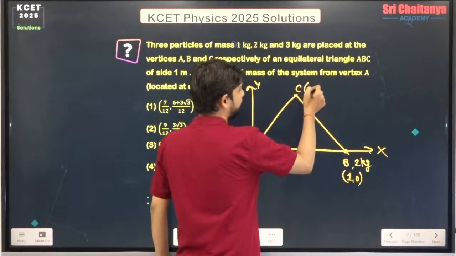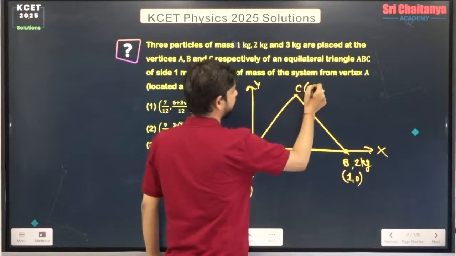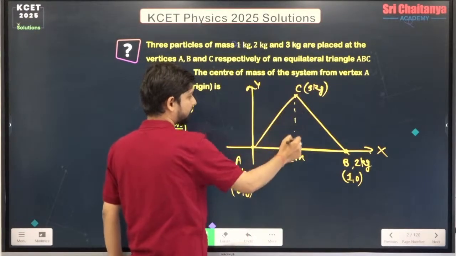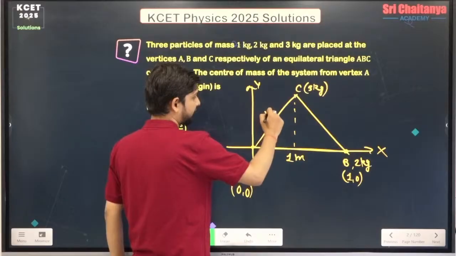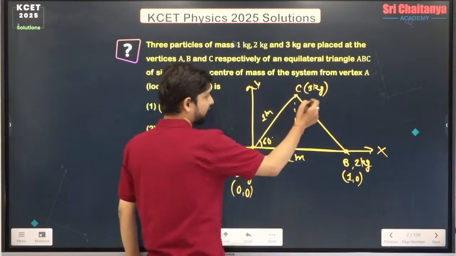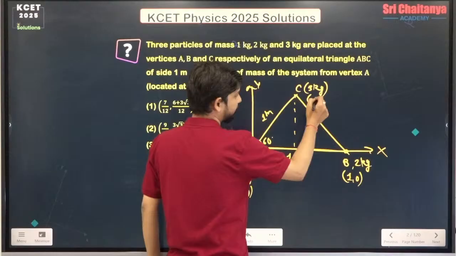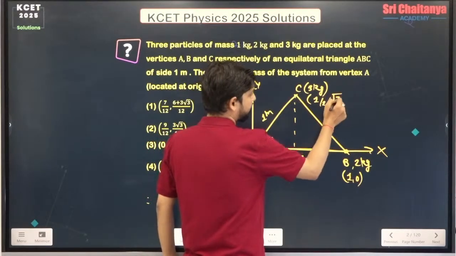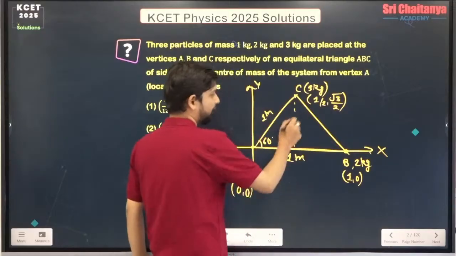So let's talk about the C. C is going to be having 3 kg mass, and let's talk about the coordinate. We can say that this side is 1 meter and this angle is 60 degrees as it is a regular triangle. So we can say that the coordinate of point C is going to be 1 by 2 comma root 3 by 2. Okay, 1 by 2 comma root 3 by 2.